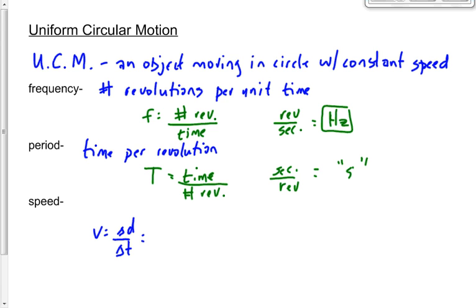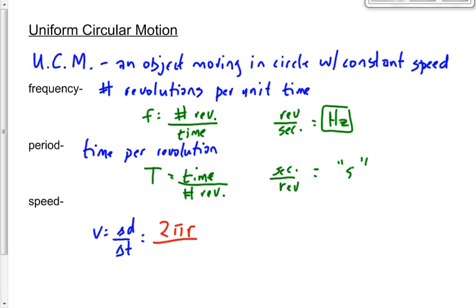Pay really close attention to what I'm about to do here. The distance around the circle once is defined as its circumference. The equation for circumference is 2 pi r. So we're going to say the distance around the circle, delta d, is 2 pi r, the circumference. If we're using the distance around the circle, then we also need the time around the circle. The distance around the circle once is the circumference. The time around the circle once is the period.